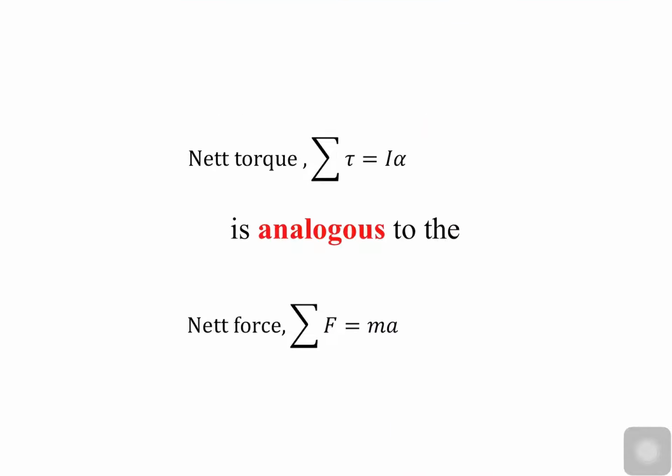Then its equivalent is, in Newton's second law, summation of F equals ma. For torque, summation of torque equals I alpha. It roughly means that force is equivalent to torque, mass is equivalent to moment of inertia, and a is equivalent to alpha.